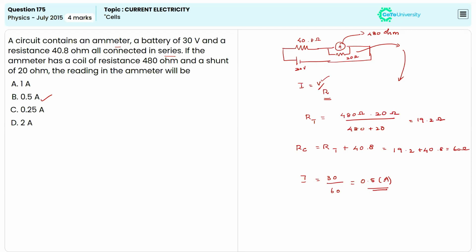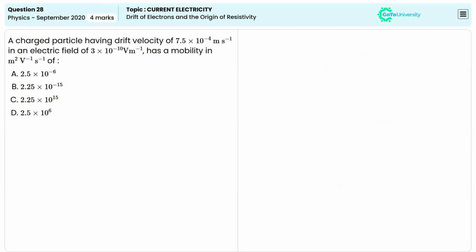I'm moving to the next question, so you people can solve it and post your answer in the chat box. I'm waiting for your answer. It's a very easy question. You can use the mobility formula directly and solve it very easily. So I'm just going to write the mobility formula. Mobility is equal to Vd divided by E, right? Vd is the drift velocity and E here is the electric field. Both are given, so just apply the values and tell me the answer.